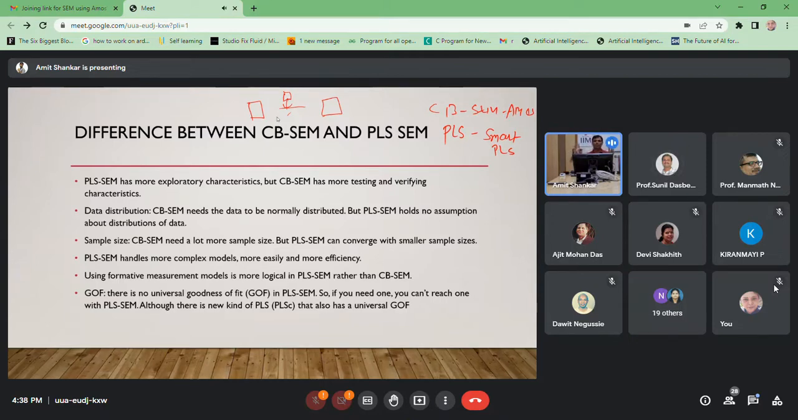It's not about the tool, which tool is good and bad. It's all about how you are using it and where you should use it. So it's not about good or bad. It's about the suitability of a particular tool in a particular situation. So try to understand where you should use PLS-SEM and where you choose CB-SEM.